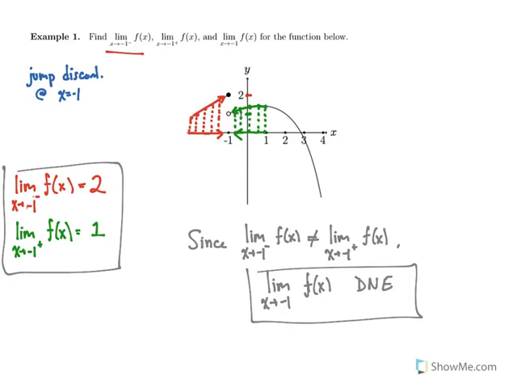Note that also we have the actual function value at -1 is 2. And since the limit as x approaches -1 and the function value are not the same, and one of the limits doesn't even exist, then we have that this is a discontinuity at that point. It's not continuous at x equals -1.